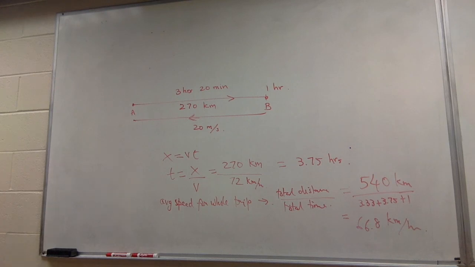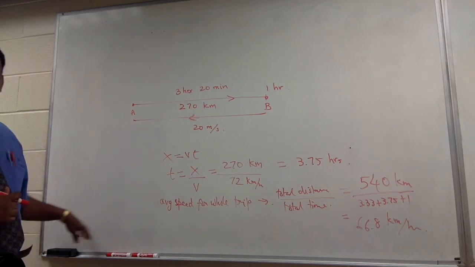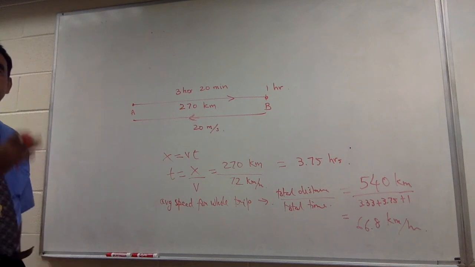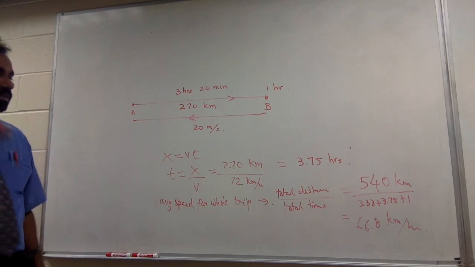You write it down also to be easy. You'll be able to focus better. Alright, so you got that. That's how we find the total distance over total time, which is the average speed for the whole journey.